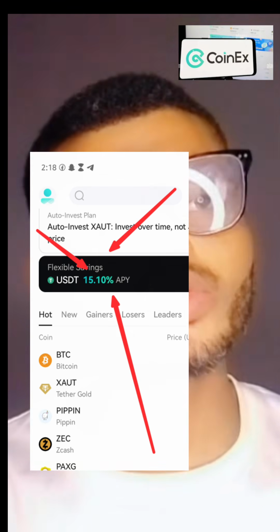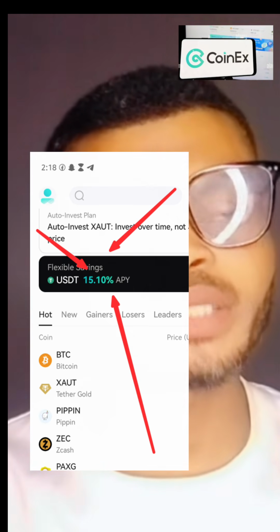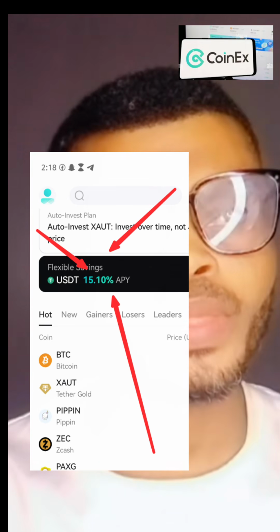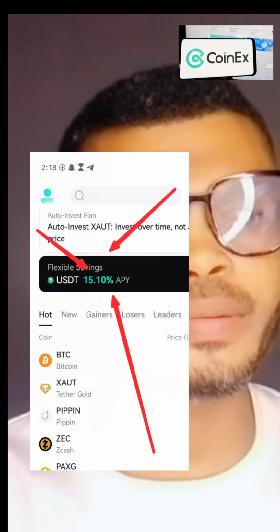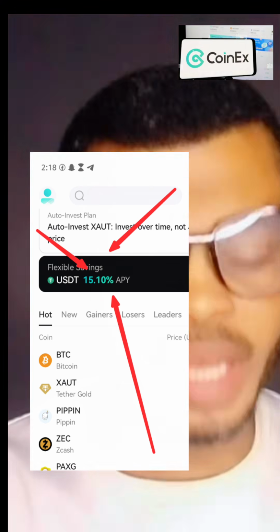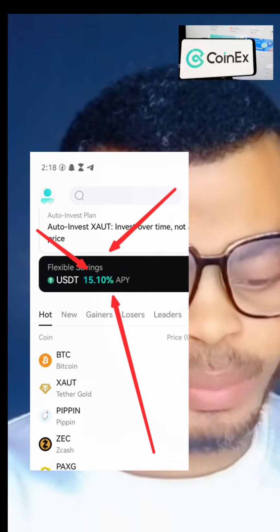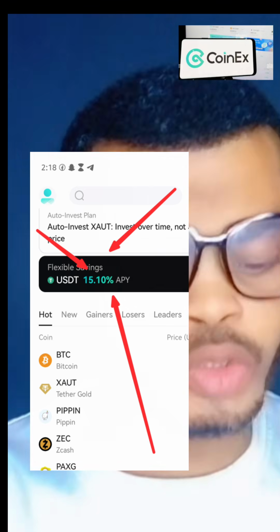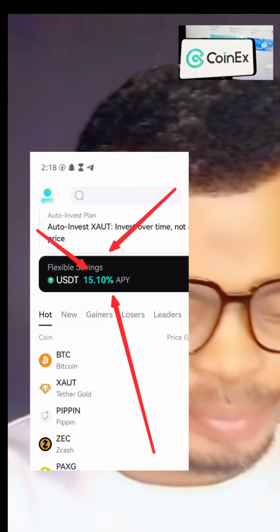Flexible savings, as you all know, is flexible as the name implies. You can take your funds anytime. Your funds are available anytime, and your earnings are also available daily. So with flexible savings, you can deposit and redeem anytime, and interest compounds daily.